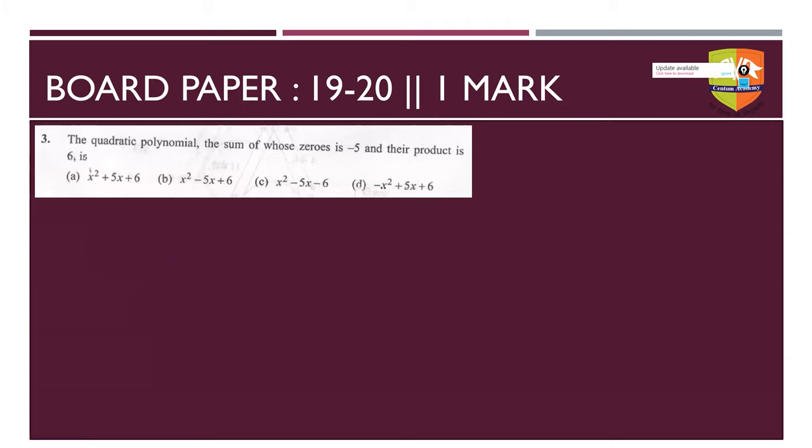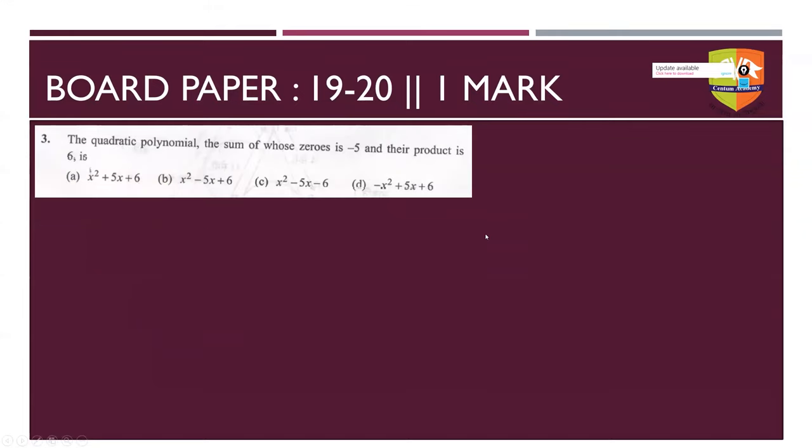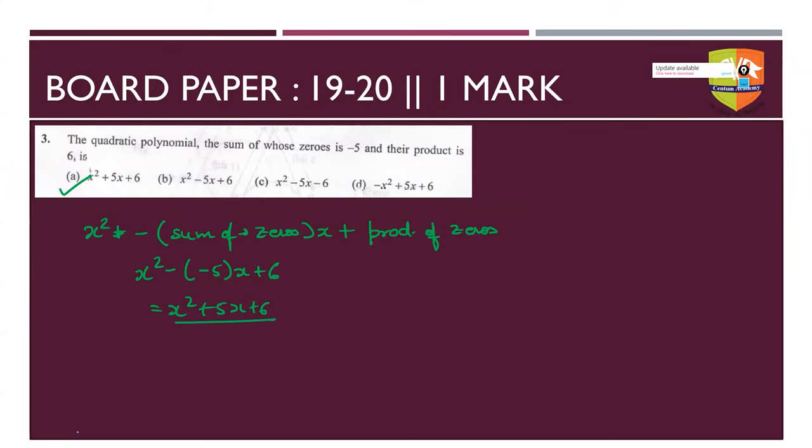Next. The quadratic polynomial, the sum of whose zeros is minus 5 and their product is 6, is. A, perfect. Any doubt in this? You can always do that: x square minus the sum of roots or zeros times x plus the product of zeros. So this is x square minus minus 5x plus 6, which is x square plus 5x plus 6. Okay, next.